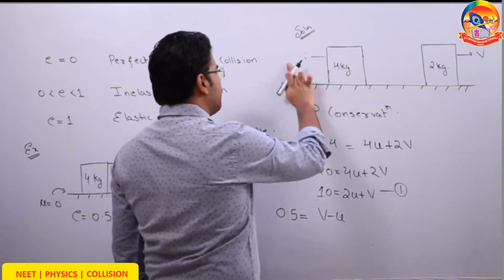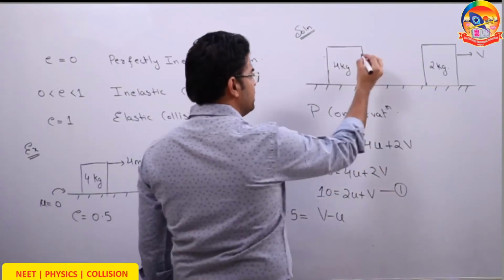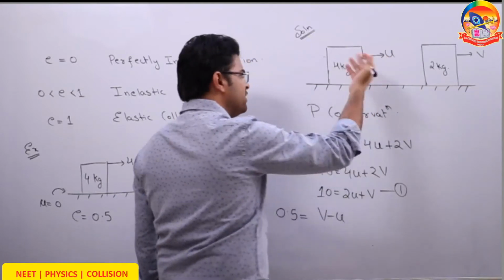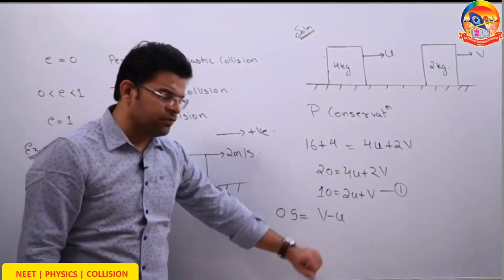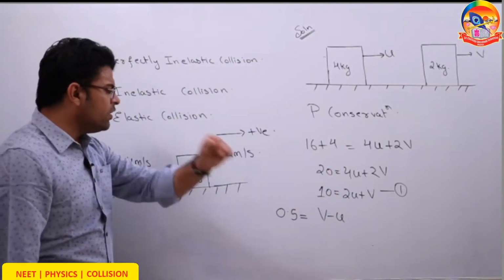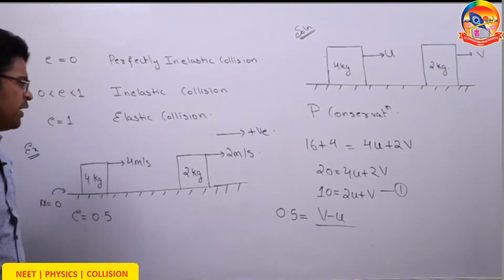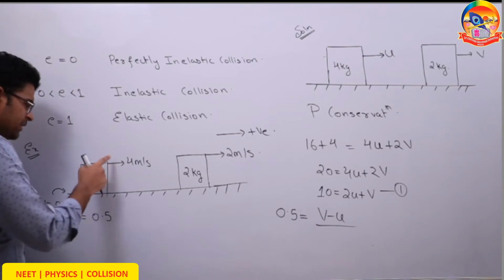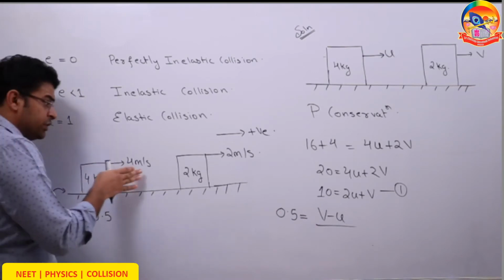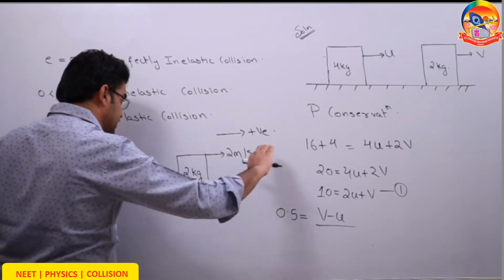But in this question, while writing the first equation, the momentum equation, since I have taken the speed towards right, that's why I am keeping it that way and writing the velocity of separation as V minus U. So coefficient of restitution equals velocity of separation upon velocity of approach. Now how to write the velocity of approach? Understand that the velocity of 4 kg is trying to reduce the separation, while the velocity of 2 kg is trying to increase the separation.